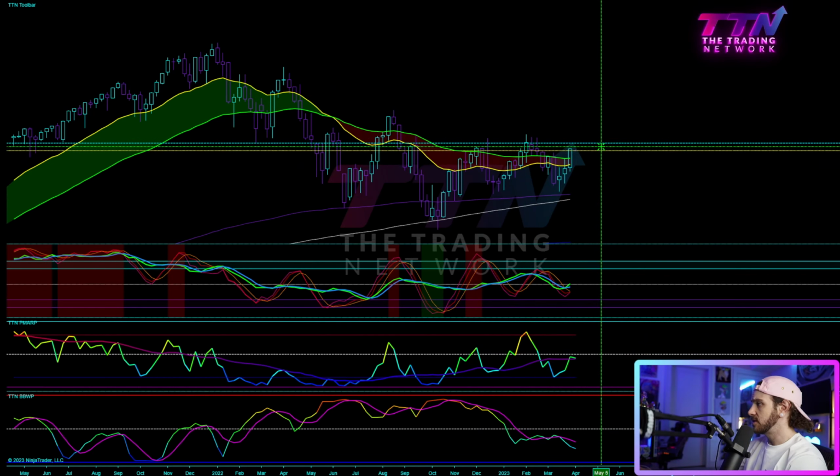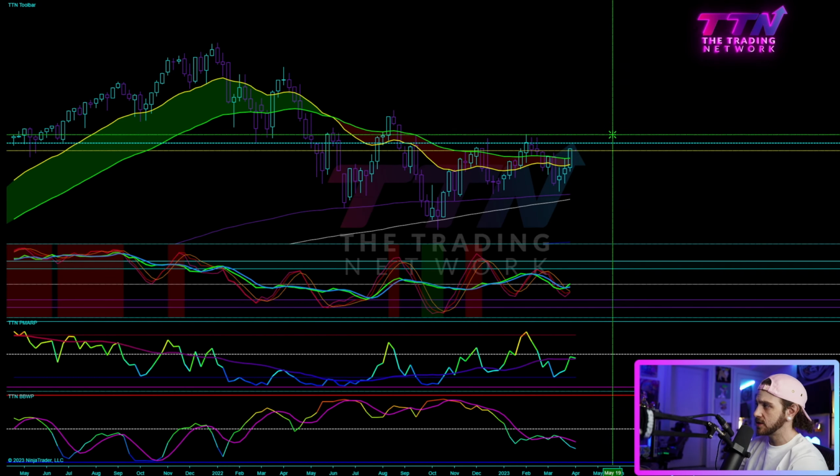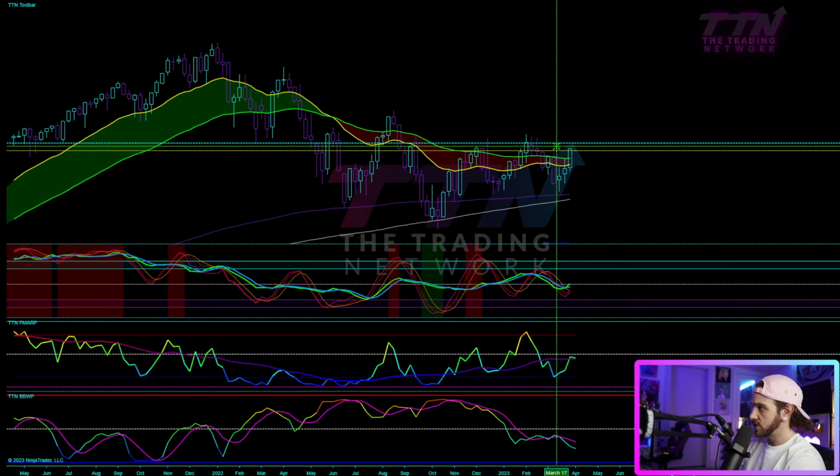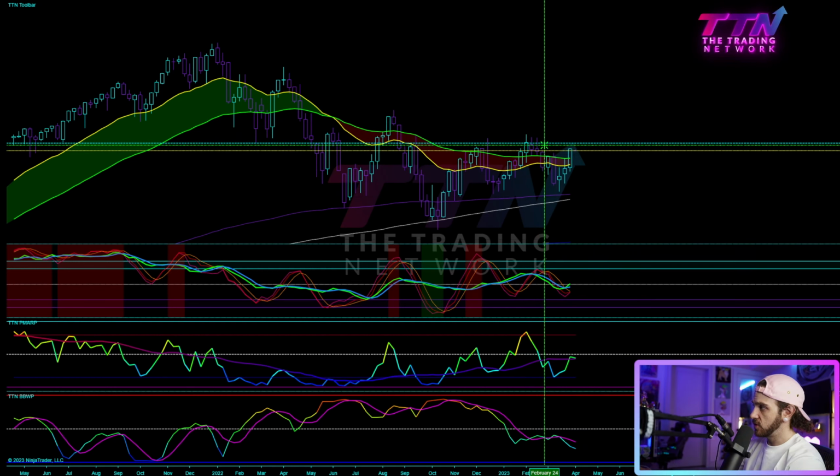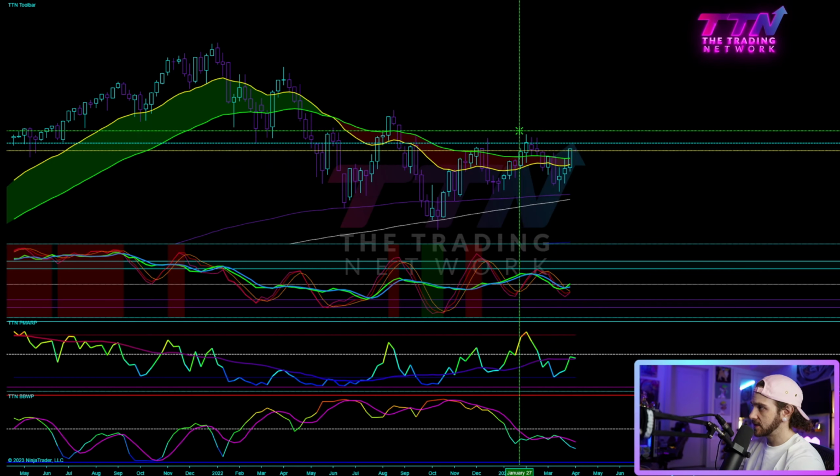I really like to focus on the bodies. I don't pay a ton of attention to the wicks. If we do move above these wicks here, that's likely going to get us a further push up. But first order of business is moving above these bodies that we are about to test.